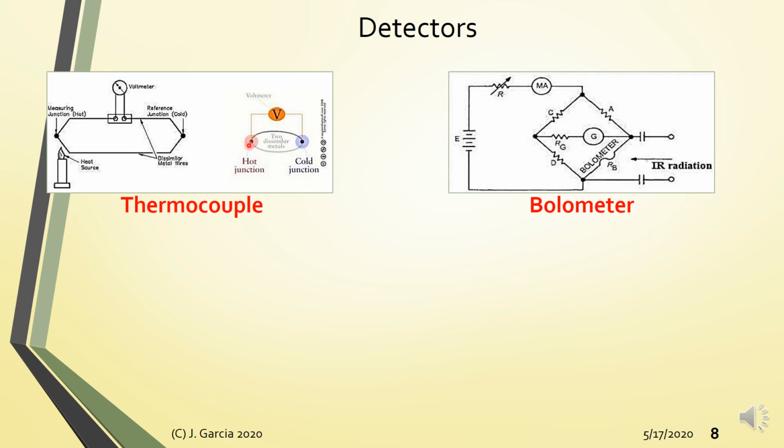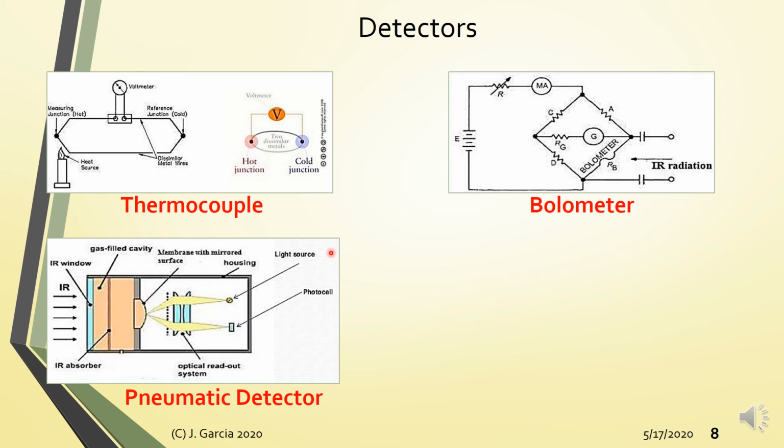A more modern type is the bolometer, also called your thermistor. For a thermistor, the response is a change in resistance with respect to the presence of IR radiation. So this is the electrical setup for a thermistor. And then next you have your pneumatic detector. All of these three were used in IR spectroscopy.